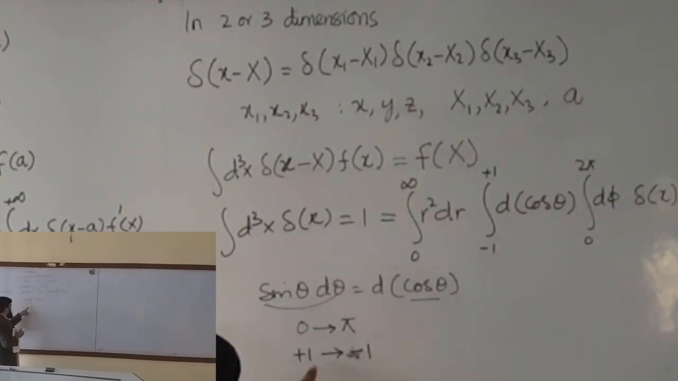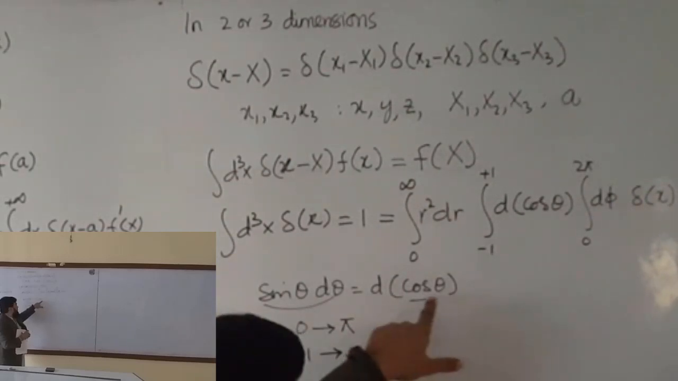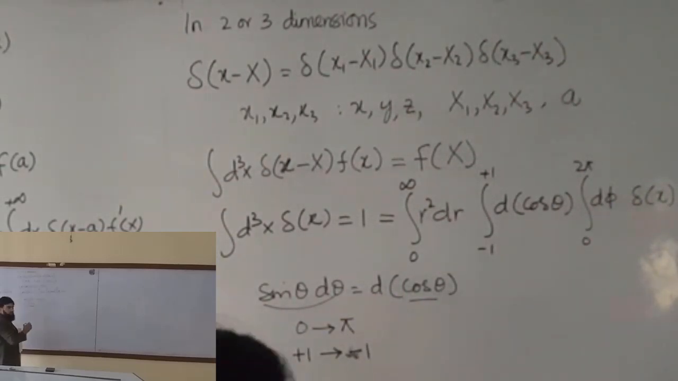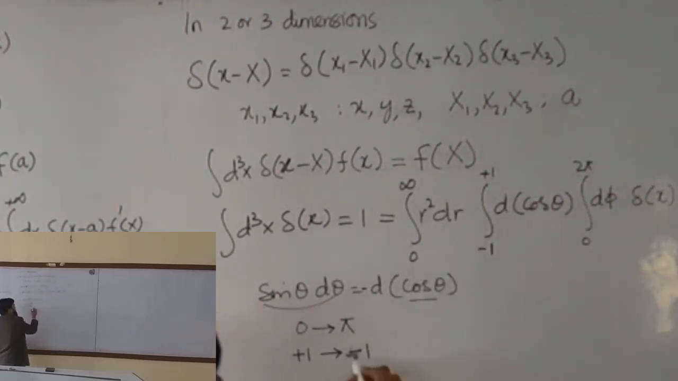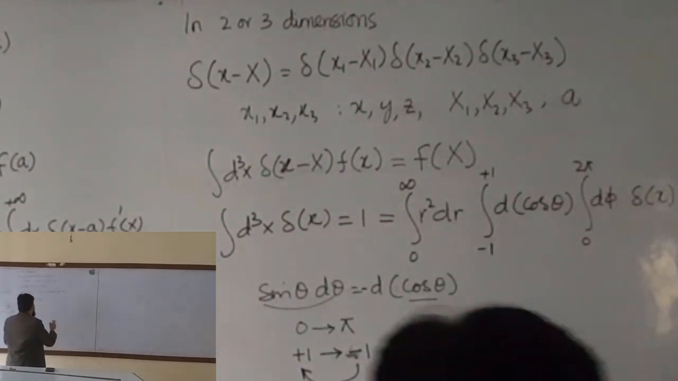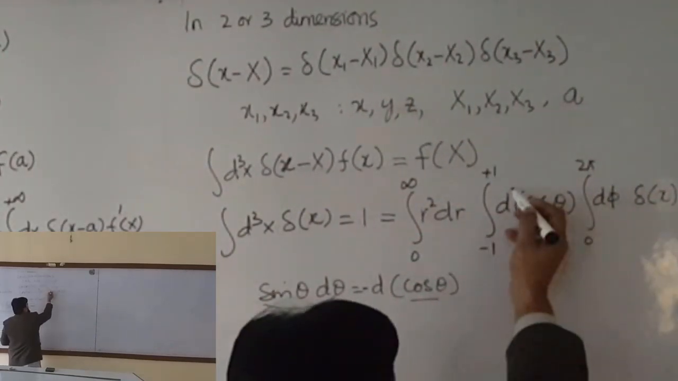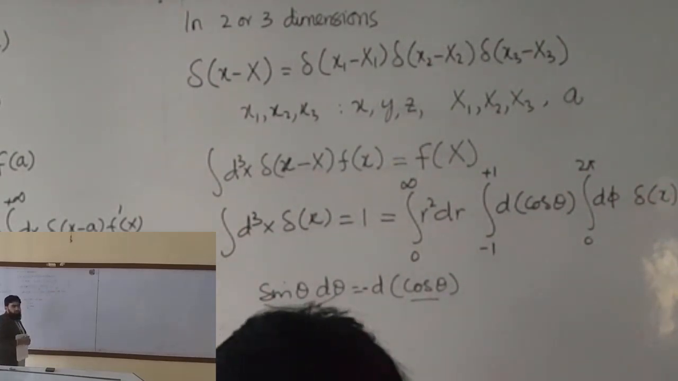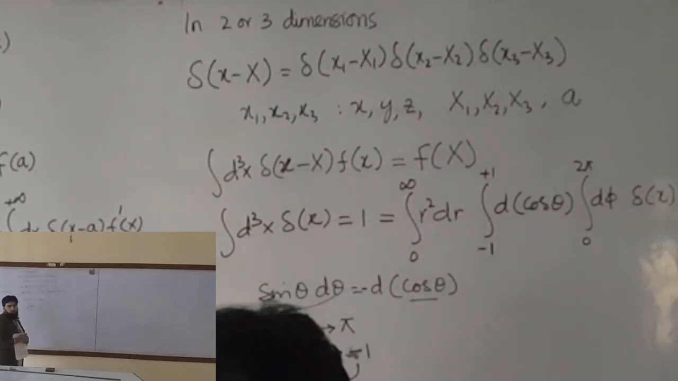So if I write from plus 1 to minus 1, then I will write d of cos theta. But as you know, one minus sign was coming in there, so I will adjust that minus sign here. Then I will start from minus 1 to plus 1. This is an easy way to write this thing, from minus 1 to plus 1 and d of cos theta. The differential will directly cancel with the integration, and I will only put the value of plus 1 and minus 1 here.